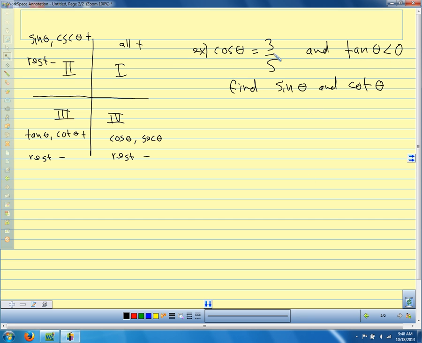If the cosine is 3/5, cosine is positive, tangent is negative. So the cosine being positive tells us which coordinate is positive. X is positive, tangent is negative. So what quadrant do we have to be in? Fourth quadrant. We have to be in the fourth quadrant.